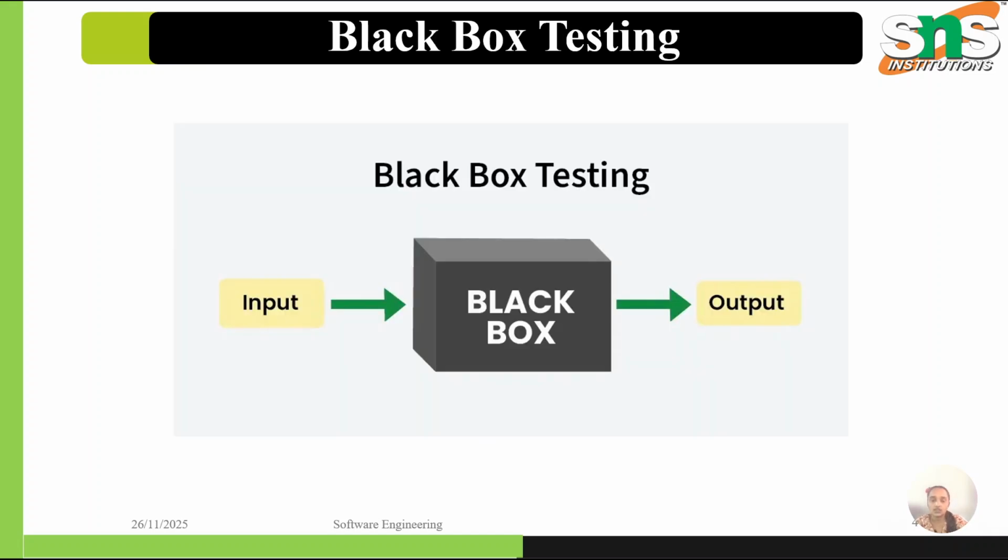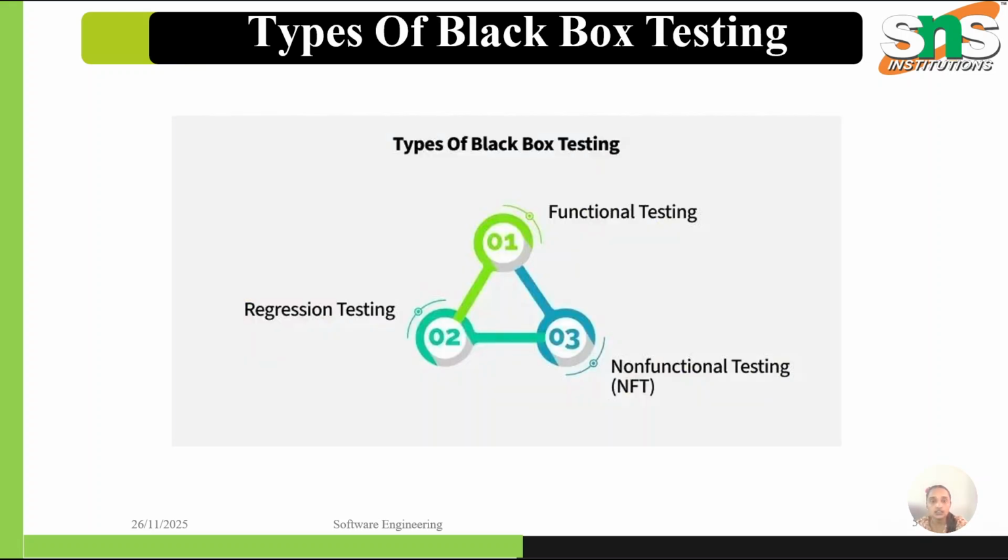The next one, this is the simple diagram of black box testing. Whenever we give the input, then automatically it will provide the output. Use of black box testing. The next one, types of black box testing. There are many types of black box testing out there. The first one is regression testing. The second one is functional testing. The third one is non-functional testing. These three are also called black box testing types.